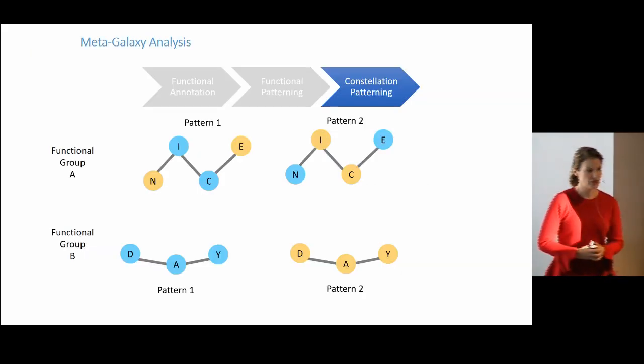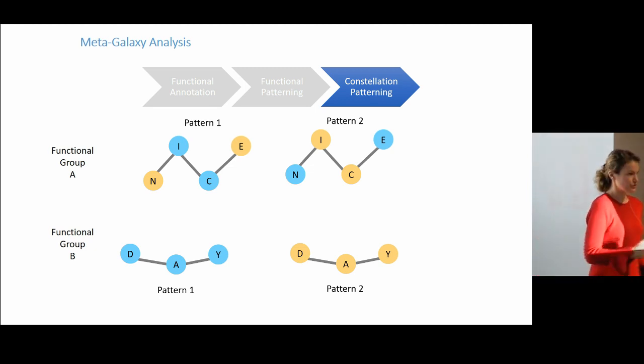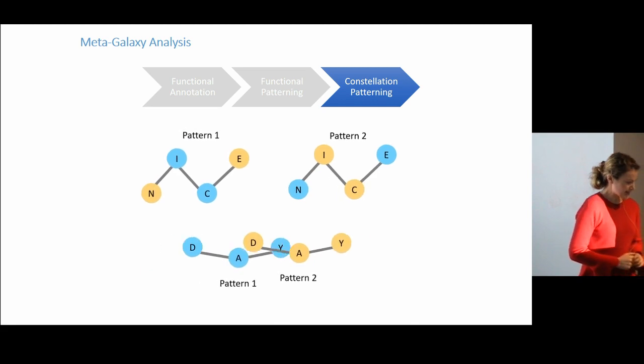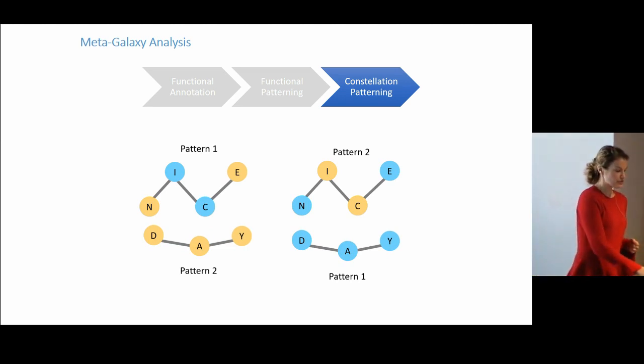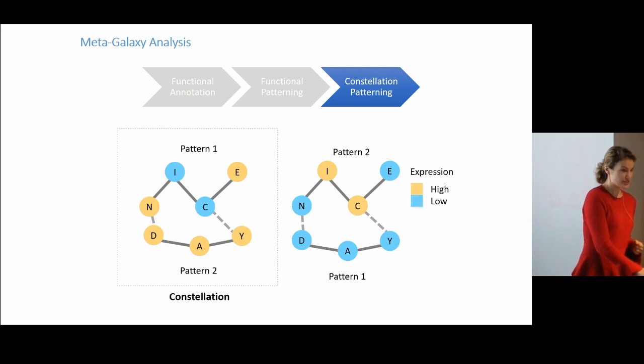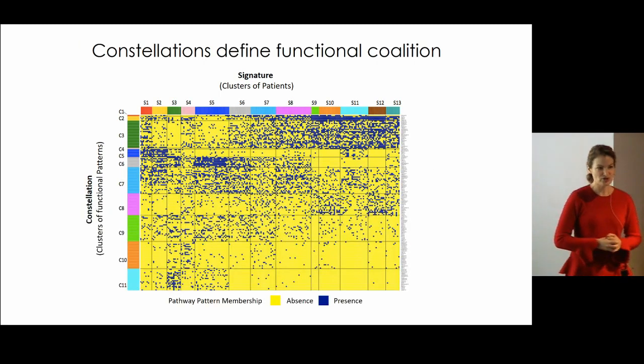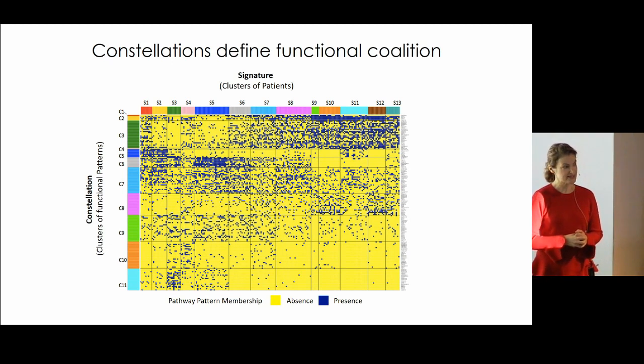So from what I've shown you so far, you get functional groups and the patterns of expressions in those functional groups. But we wanted to take it a step further because that doesn't allow us just alone to compare across the board how the cancer is behaving across many functional groups. So we combine the functional groups into what we call a constellation. And a constellation is represented through this binarized heat map or cluster graph, which I'm showing you.